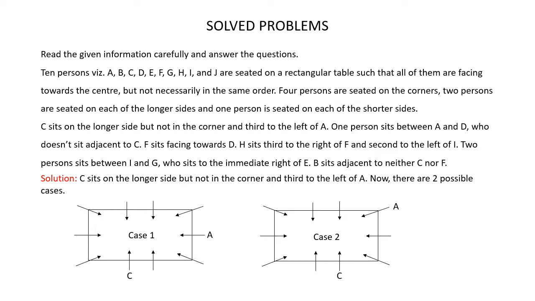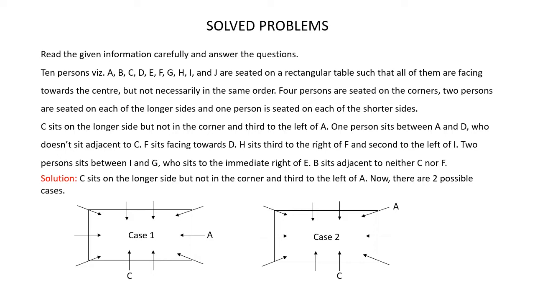Now the positions should be such that 4 are at the corners of the rectangle and 2 positions should be on each of the longer sides of the rectangle and 1 position should be at each of the shorter sides of the rectangle.